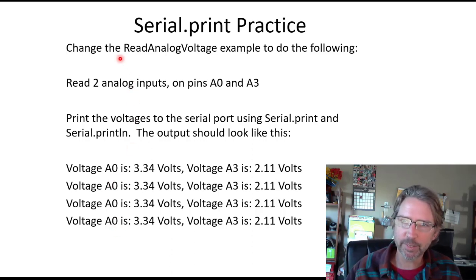So here is an assignment to change the read analog voltage to take two inputs rather than just a single input, on pins A0 and A3, and then print them both out on a single line that looks nice like this, with units and commas and definitions to do this. So this is what the output should look like. It should print this once each through the loop.